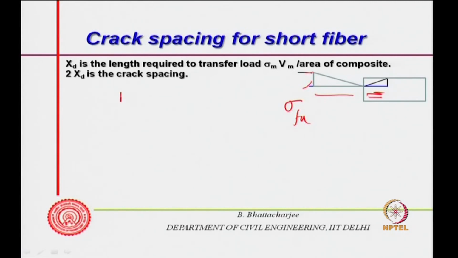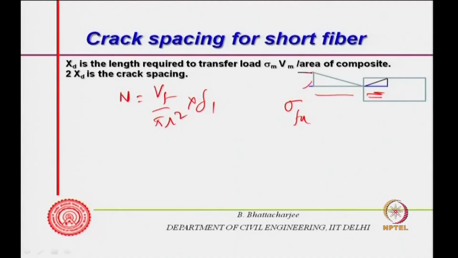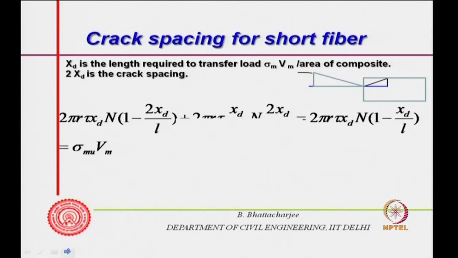We had effective number of fibers earlier, n equals V f divided by pi r square, but now this will get modified by a factor. I can multiply it by a factor such that if the full fiber is effective, then this factor is 1, but if only part of the fiber is effective, then I can take it something like this. So, twice pi r tau x d is the length required to transfer the full load, which we have discussed earlier, all right.